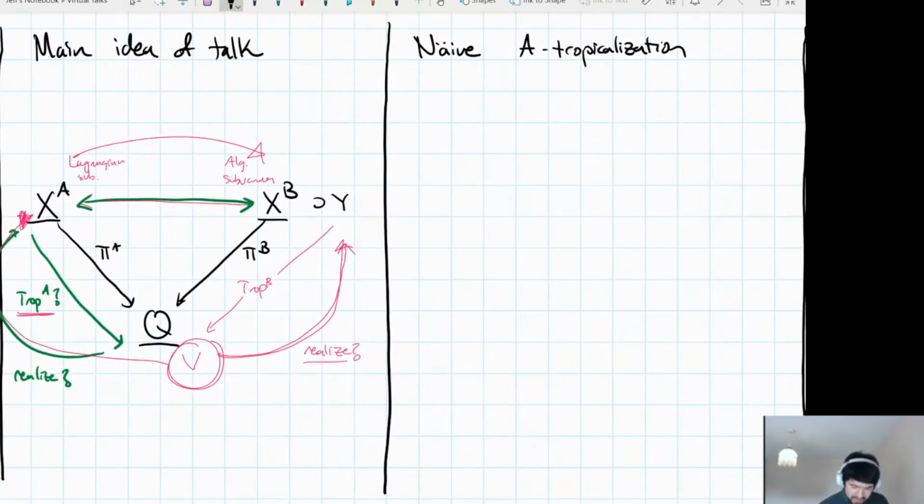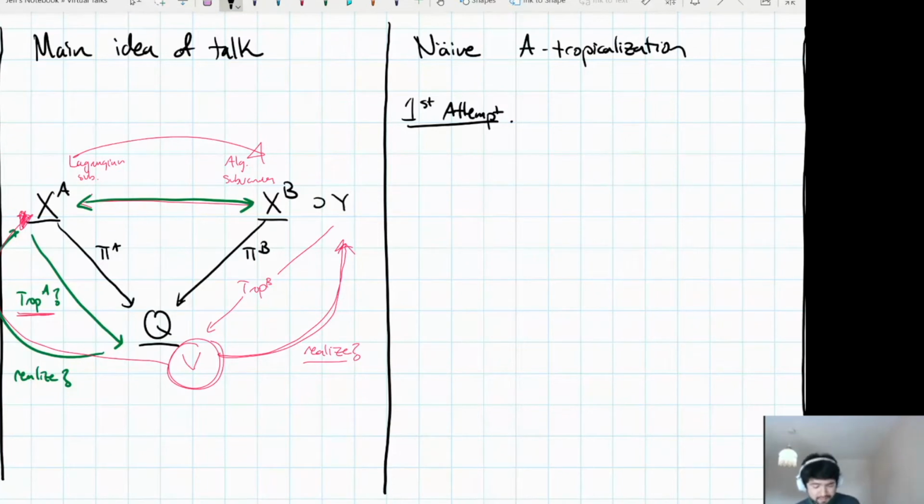Okay, so there's a naive approach to A tropicalization, which is the following. So we could define, first attempt. Actually, maybe before I go on to the actual meat of the talk, are there any questions about the outline or the strategy that we're going to employ? Nothing on the chat for now. Okay, great. In that case, I'll continue.